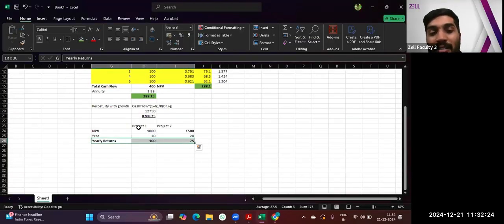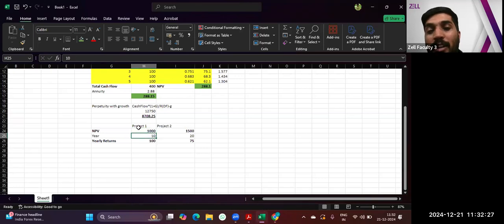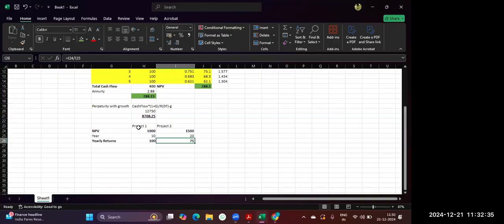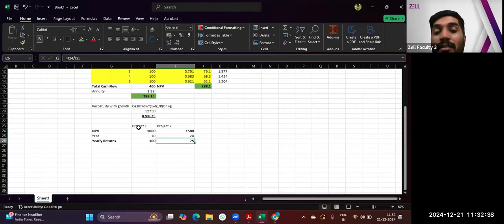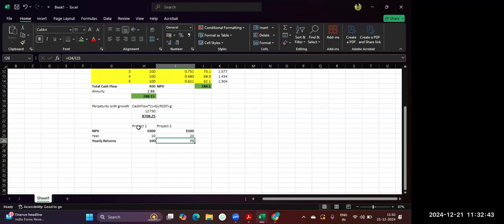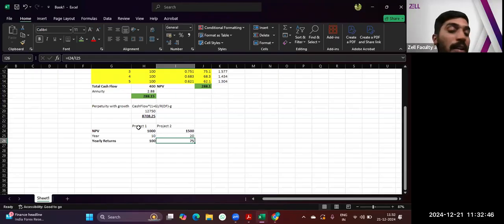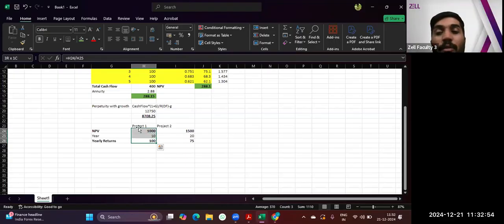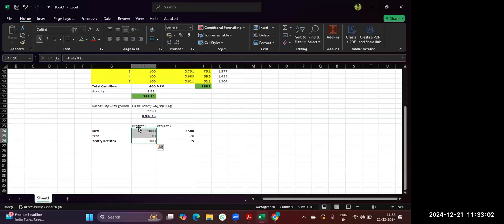You compare yearly returns. That means every year, what is the return you're making? In project one, you're making 100 every year, but in project two, you're making 75 every year. This indicates that for every 1 rupee you invest in project one, you're getting 1 rupee back, but in project two, you're getting only 75 paisa back. If I invest in project one for 10 years and roll that money again for one more period, I will end up making 2000 instead of 1500. Understood now? Yes, sir.